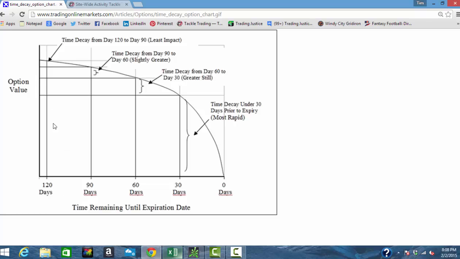What it's telling you is that from 120 days to 90 days, you don't get that big of an impact. From 90 days to 60 days, a little bit more, but not quite as big. 60 to 30, it does have an impact, but not quite as much as 30 to 0. Most of the time decay on an option is experienced in the last 30 days. What does that mean? Well, if you sell short-term options, they're going to get a lot of time decay.